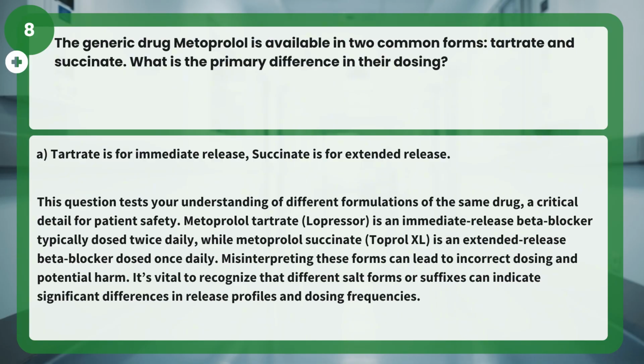Answer A. Tartrate is for immediate release. Succinate is for extended release. This question tests your understanding of different formulations of the same drug, a critical detail for patient safety. Metoprolol tartrate, Lopressor, is an immediate release beta blocker, typically dosed twice daily, while metoprolol succinate, Toprol XL, is an extended release beta blocker dosed once daily. Misinterpreting these forms can lead to incorrect dosing and potential harm. It's vital to recognize that different salt forms or suffixes can indicate significant differences in release profiles and dosing frequencies.